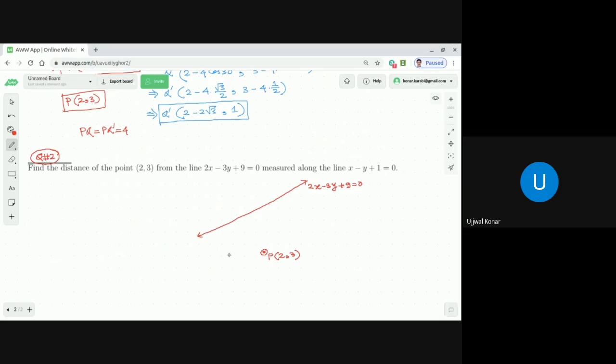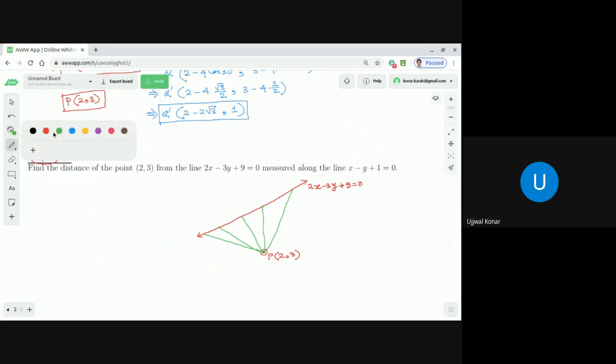Now we need to find the distance of the point 2, 3 from this line. There are many distances, right? If no other information is given, that means it is a perpendicular distance. How many distances are possible? So this is one distance, this is one distance, this is one distance, which is a perpendicular distance. This is one distance, this is one distance. Many distances are possible. But which do we need to find? We need to find the one measured along the line x minus y plus 1 equal to 0.